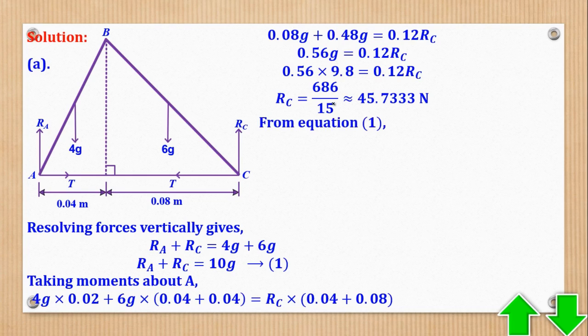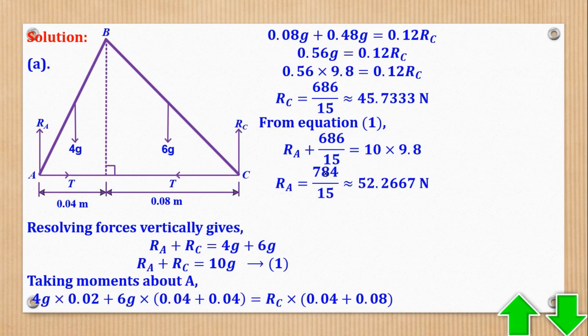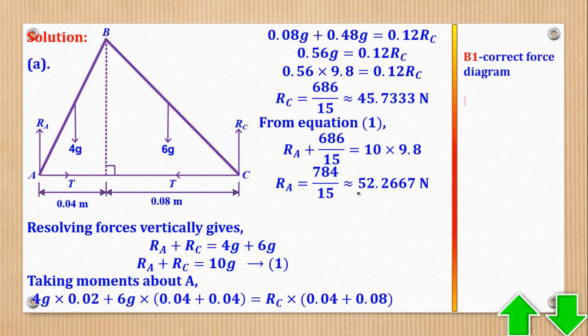So now that I've got RC, I'll come back to equation 1 and say that from equation 1, when I substitute for RC, I remain with RA as the only unknown. Therefore, I'll come up with RA being equal to 784 over 15 newtons, or you can round off to 52.2667 newtons. So basically, those are the reactions they wanted in part A.